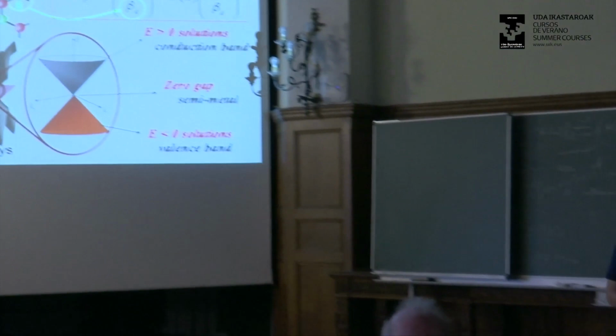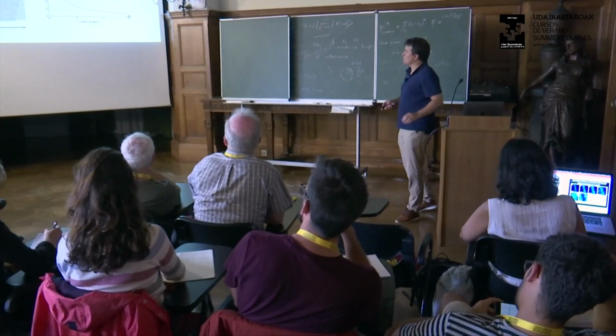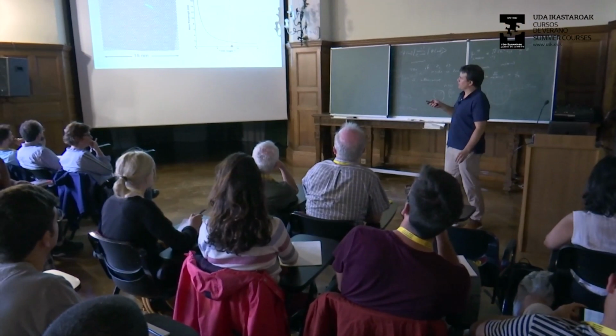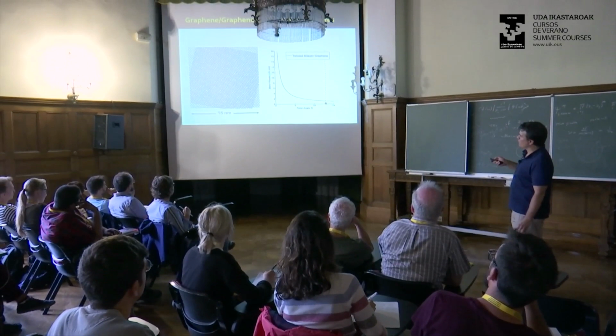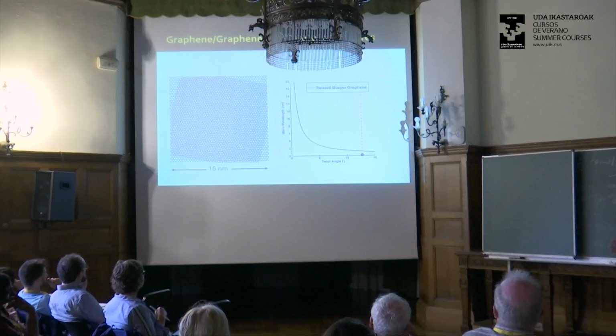Now, what happens if you put graphene on top of graphene? If you put graphene on top of graphene and now you rotate the angle, a moiré pattern forms. And the moiré wavelength, the distance between these soccer balls that you see here, changes with the twist angle, with the angle of rotation.